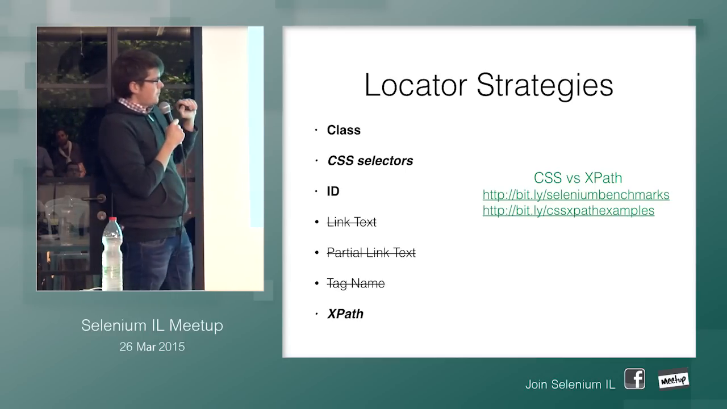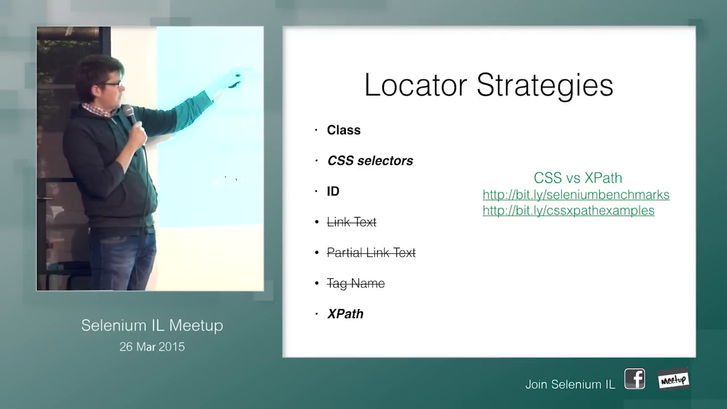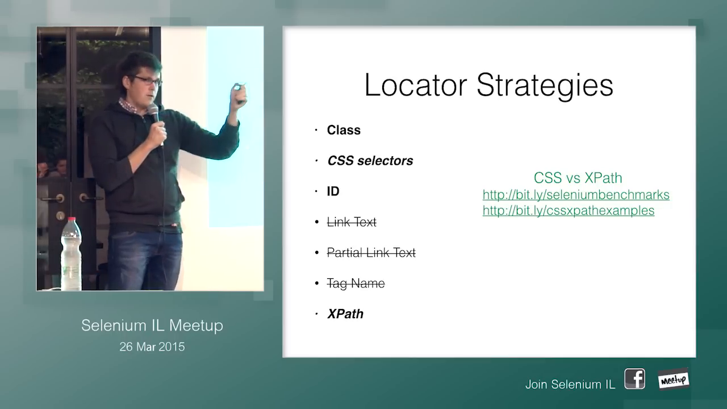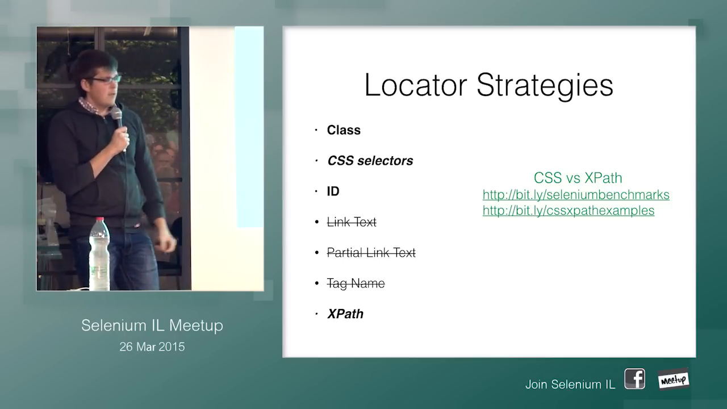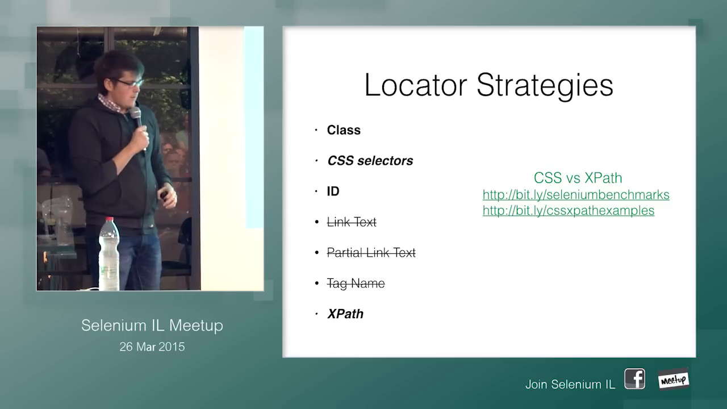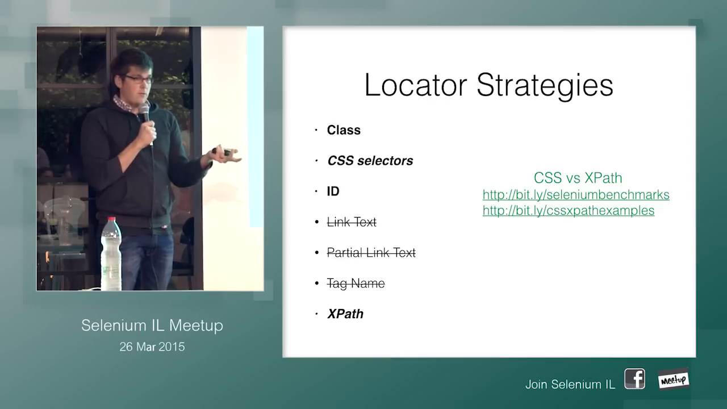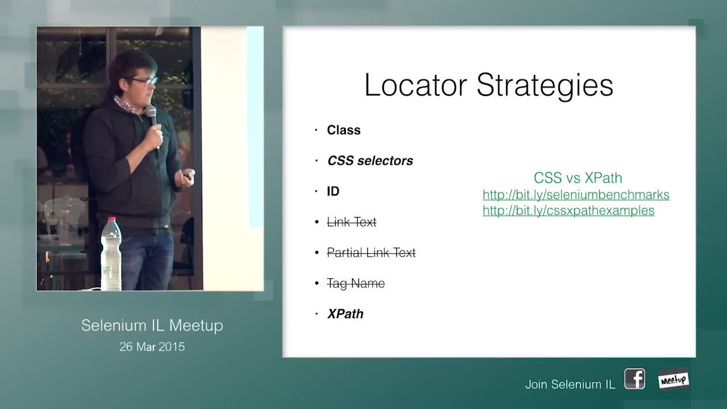So if you want to see the benchmarks and all the data, then check out that first link. And if you want to see some CSS and XPath equivalents, then you can check out that link. And the recommendation on CSS versus XPath: I typically go with CSS selectors, and I'm assuming all of you do, those of you that actually write Selenium tests now. And then for those harder to reach things where you want to traverse backwards up the page, use XPath.